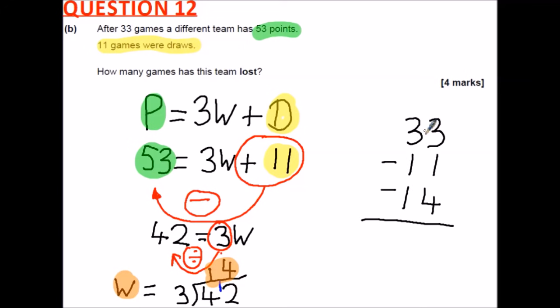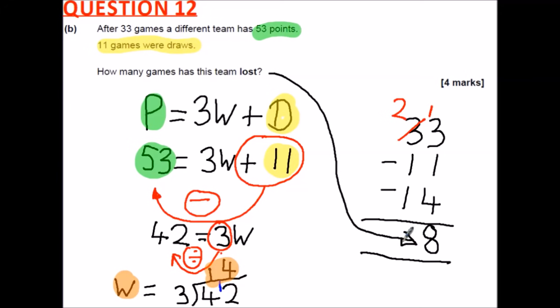So just looking at the 3 actually. 3 take away 1 is 2. 2 take away 4, we can't actually do that. So if we borrow 1 from the 3, it becomes a 2. The 1 we've borrowed can go next to the 3, which now becomes 13. So 13 take away 1 is 12. Take away this 4 would be 8. And 2 take away 1, take away another 1, leaves you with nothing. And so after all that, how many games has this team lost? The answer is the team must have lost 8 games.